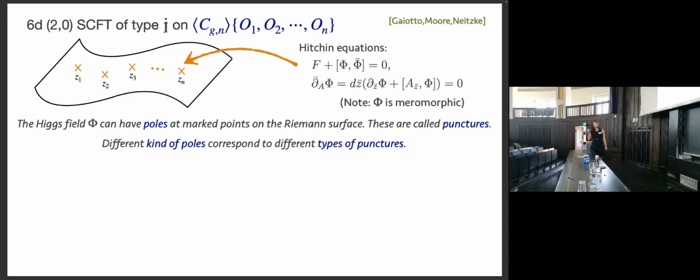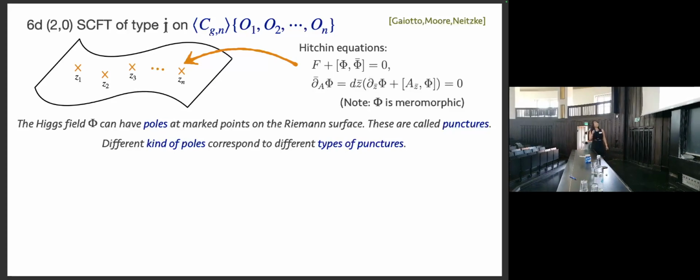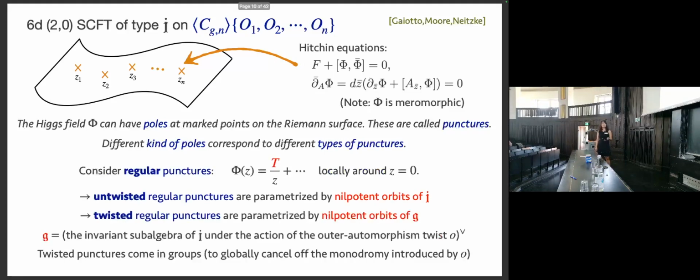So this is a very crude diagram of the Riemann surface, and I put n different marked points as these orange axes, and let's call them z_1 to z_n. Then the Hitchin system has to satisfy overall these very simple equations, where this is the Higgs field, a scalar field that's meromorphic, as it's holomorphic except at these explicit marked points. So this Higgs field can have poles at these marked points on the Riemann surface, and that's why we call them punctures. Then different types of poles will correspond to different types of punctures.